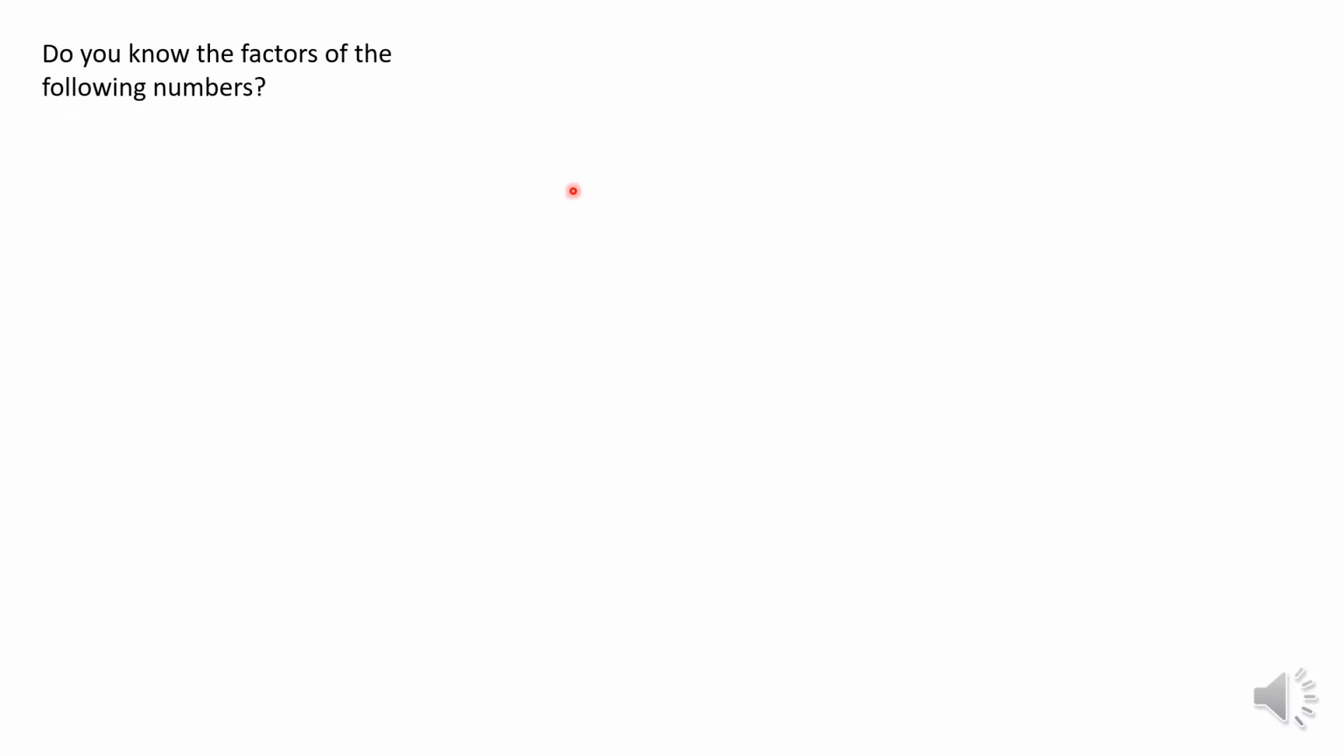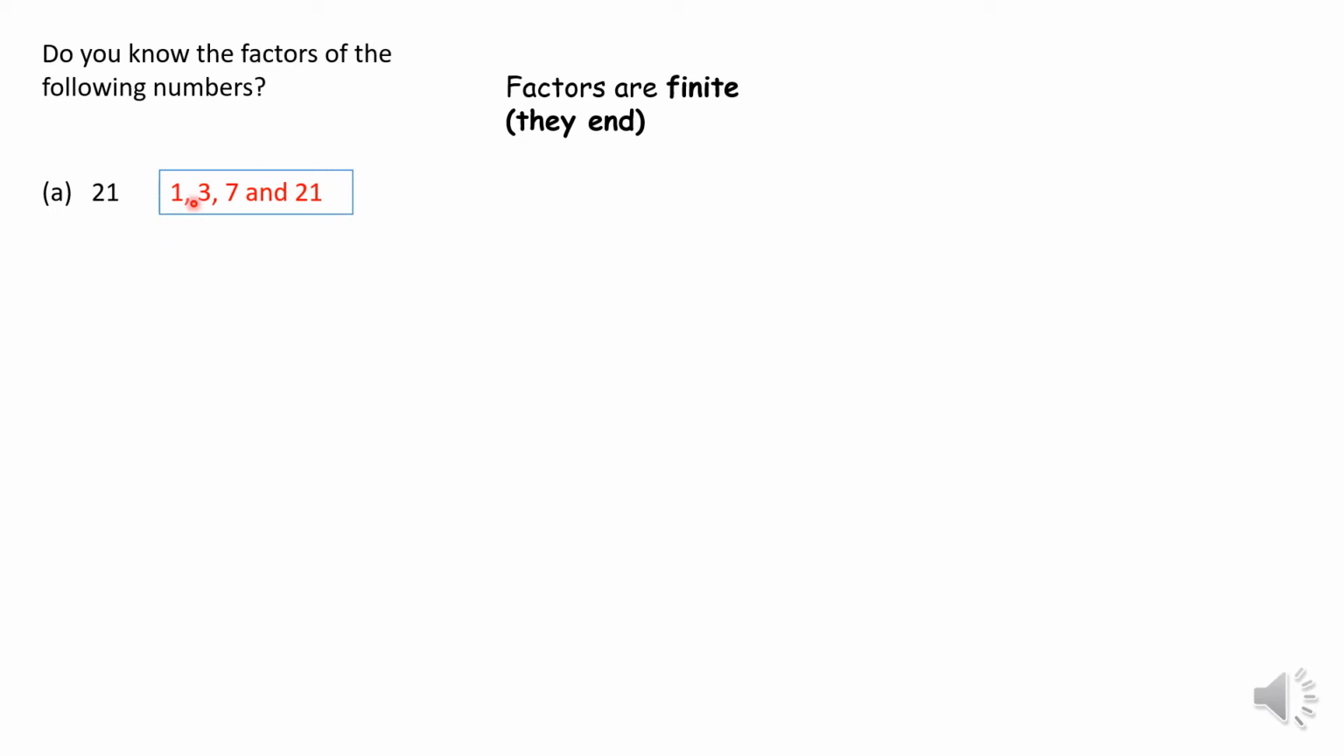So let us talk briefly about factors, and I want to see if you know the factors of the following numbers. Let's take 21, for example. These are all the numbers that go into 21. You should know that they are finite. It means there are only a certain amount of numbers that go into 21. You can't have infinite numbers. So the factors of 21 are 1, 3, 7, and 21. If you got that right, you're on the right path. Now, how many factors does 21 have? Well, you counted them. There are 4.